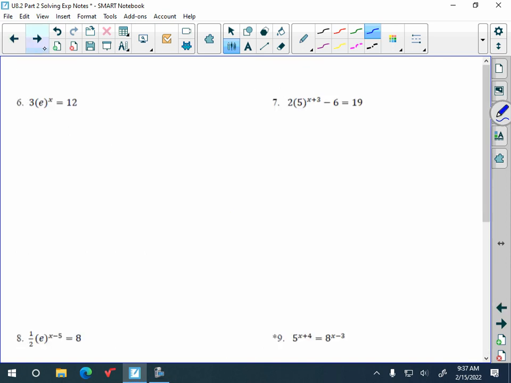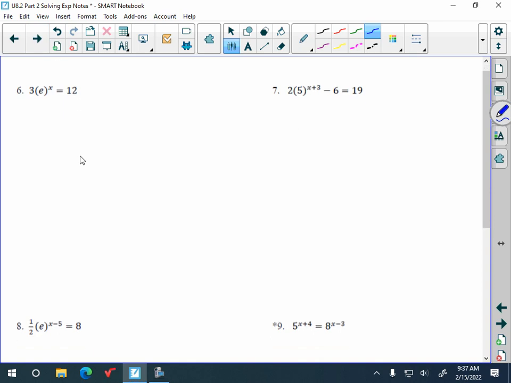All right, so let's start over, number 6. Now we have e as our base. Again, it's being multiplied by 3, so we're going to divide that 3 over first. So e to the x equals 4. Now we're going to change it to a log. So this is log base e of 4 equals x.